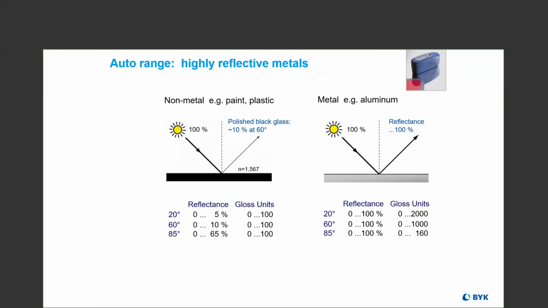So generally, paints and plastics are going to be measured in gloss units because it has sort of better resolution. But when you get up into the hundreds of gloss units range, when you're measuring metals like aluminum, that's when you might want to switch to percent reflectance.